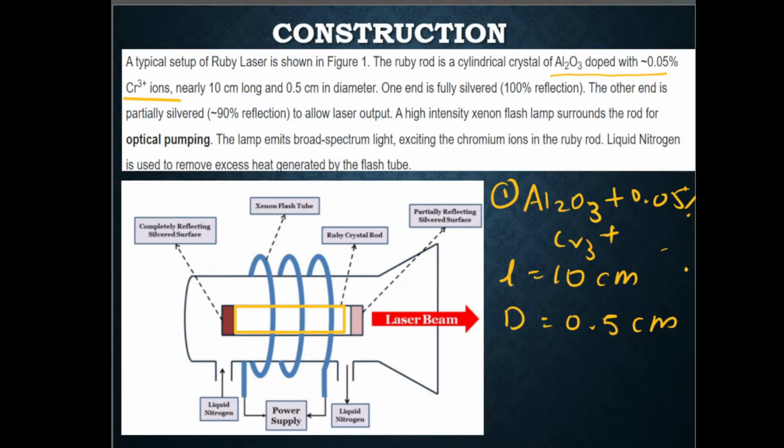chromium 3 plus ions. Okay, but whatever colors you see here, that is nothing but one is the completely reflecting silvered surface, fully reflecting silver surface, and one is the half or partially silvered reflecting surface, which is allowing laser light to come out from this laser. Okay, if anyone has any doubt, please ask me in the comment box so that we will solve it.